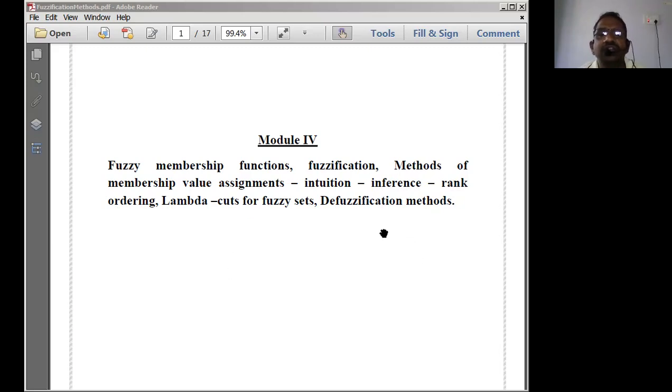So in the next session, we'll try to complete unit number 3 by covering the methods of membership value assignments. This is the topic which is left over presently. By covering that topic, we'll complete unit number 3. After we cover unit number 3, we are left with unit number 5, which we can cover in 3 to 4 sessions.